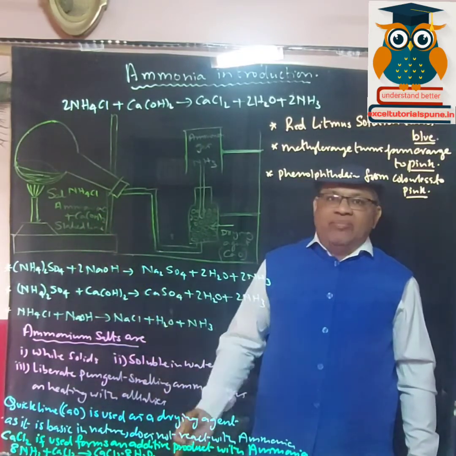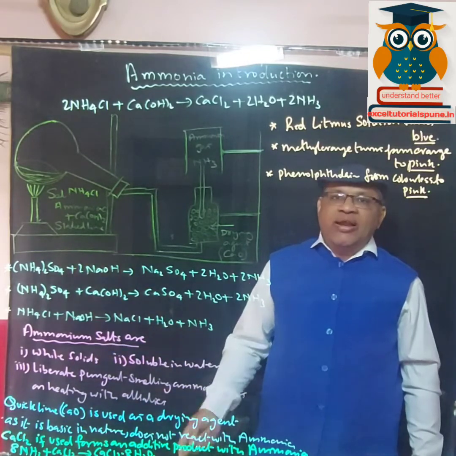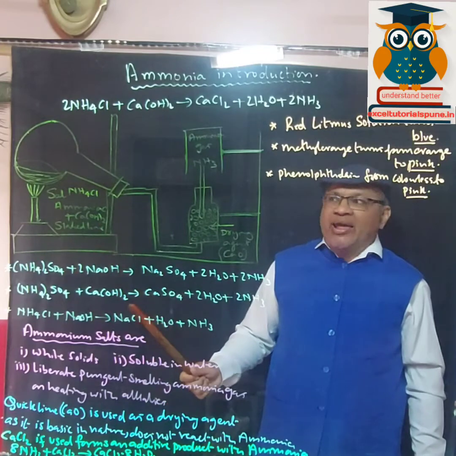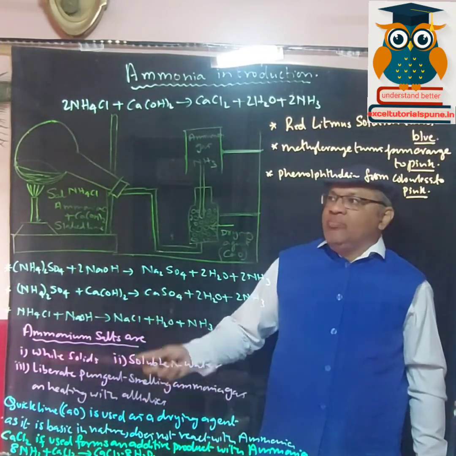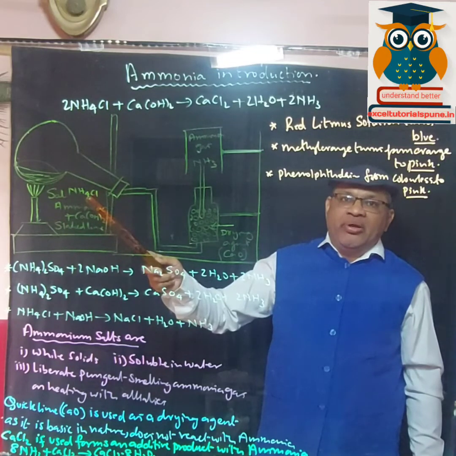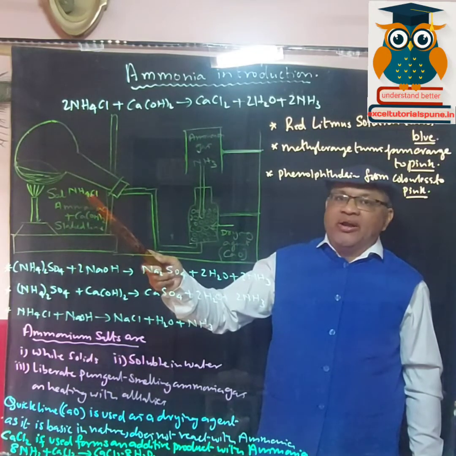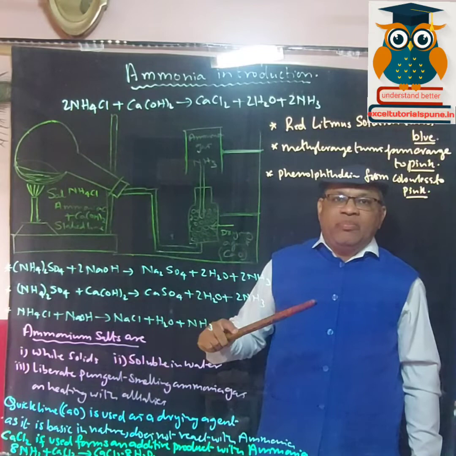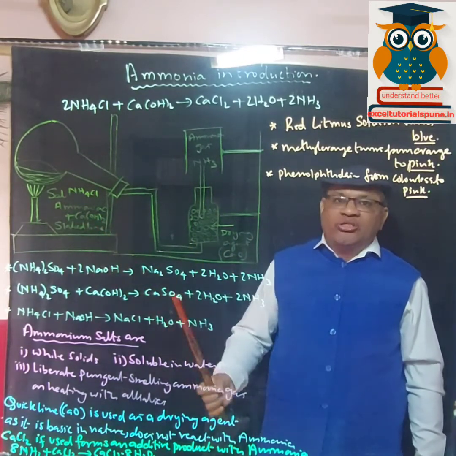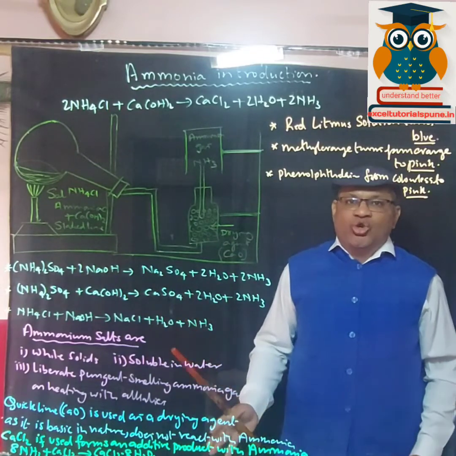Now this slake lime we have to take in higher ratio. Why do we have to take calcium hydroxide in a higher ratio than ammonium chloride? Because this ammonium chloride sublimes on heating. When you heat ammonium chloride, it sublimes. You know what is sublimation? It turns from solid state to gaseous state. That's why calcium hydroxide is taken in a large quantity.